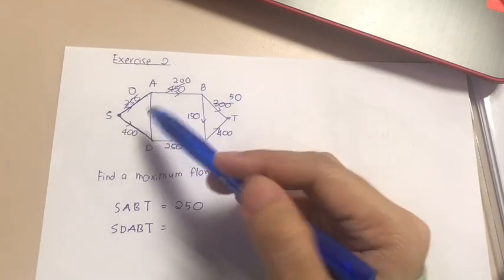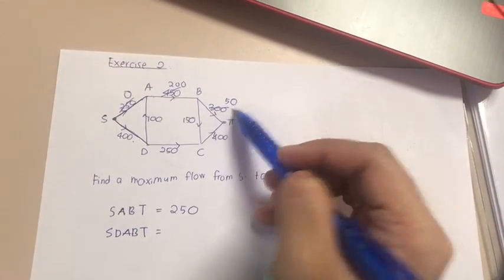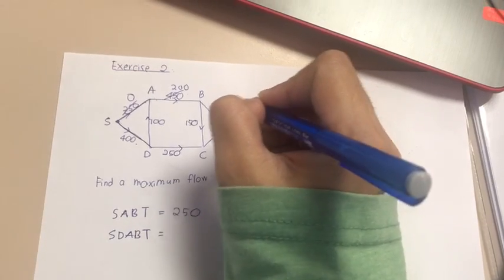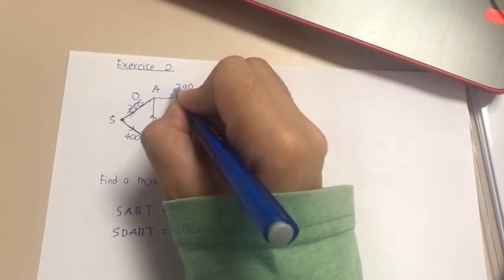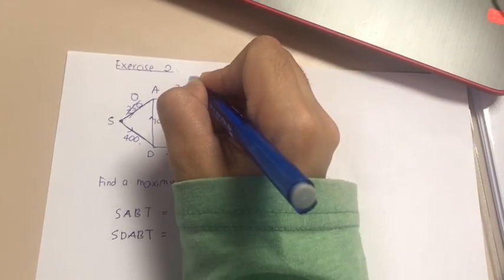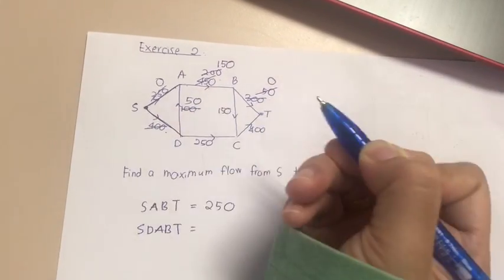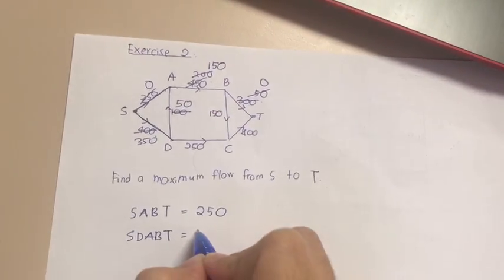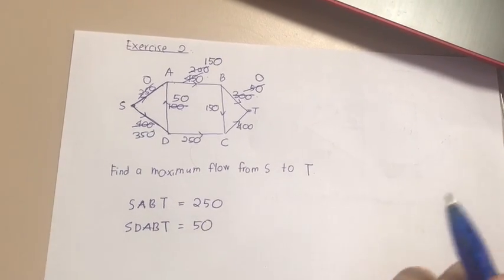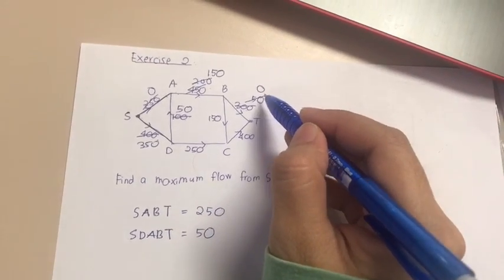Which one is the smallest? 400, 100, 200, and 50. We take 50. 50 minus 50, we get 0. 200 minus 50, we get 150. This one 50. This one we get 350. So here it is 50. Okay, next. This one we cannot use anymore because the value is 0.